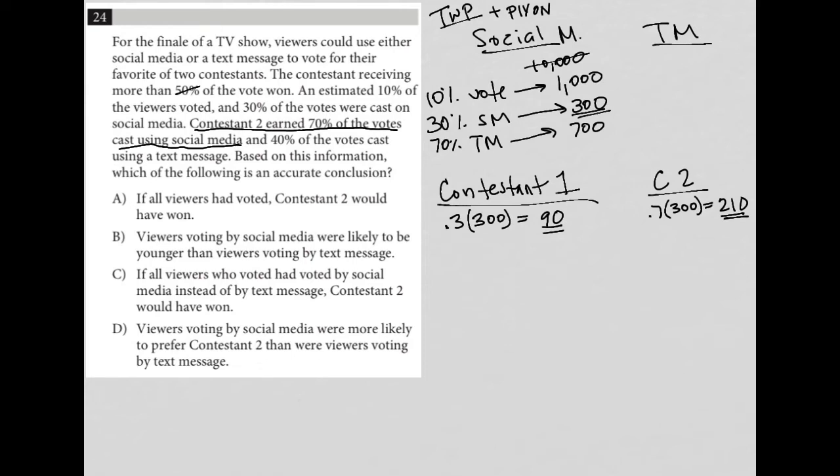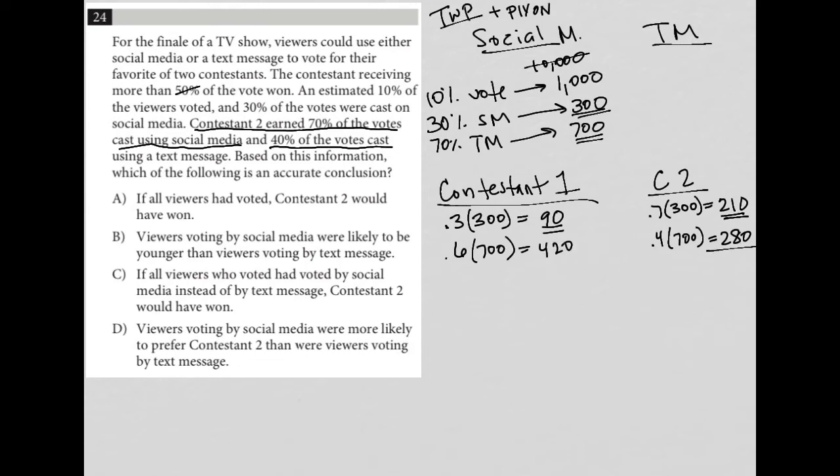So what else do we have? 40% of the votes cast using a text message. So contestant 2 got 40% of the 700 votes that were cast using text message. So that's just 0.4 for 40% times 700. And that's going to be equal to 280. And that means that contestant 1 received the other 60%, right? The other side of that 40%. That gets us up to 100%. So 0.6 times 700, and that's equal to 420.